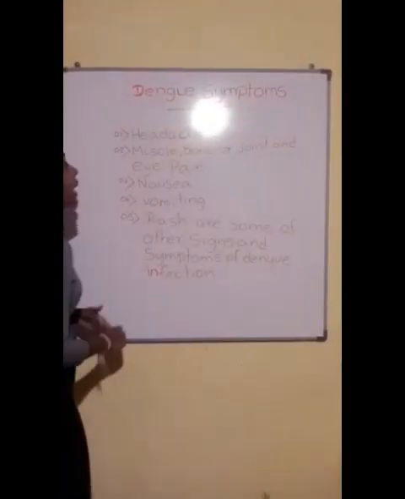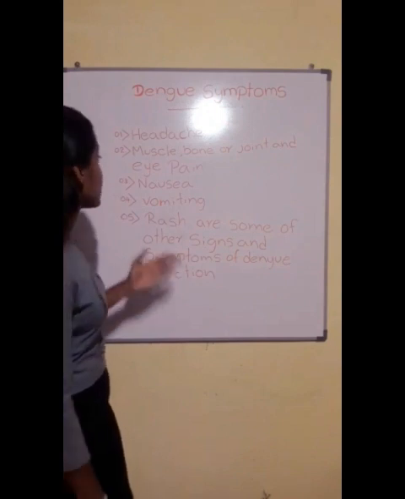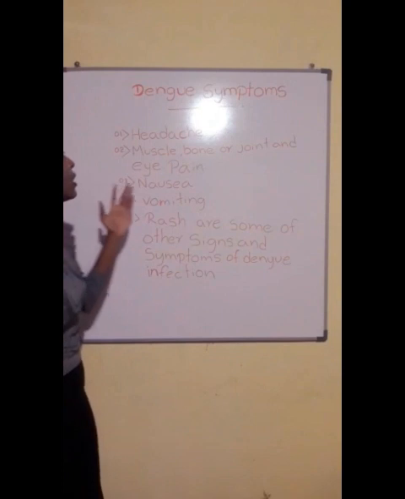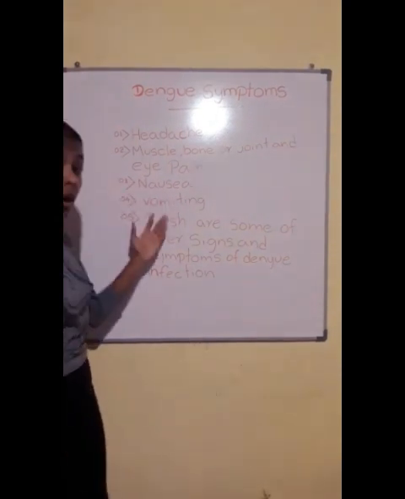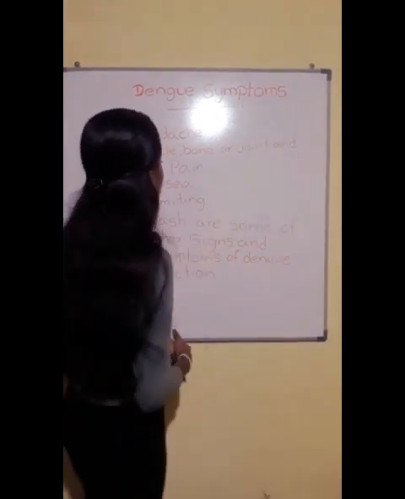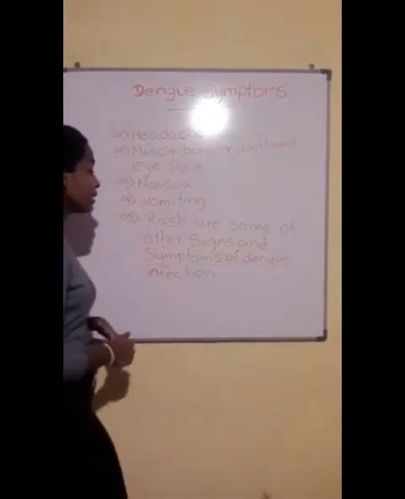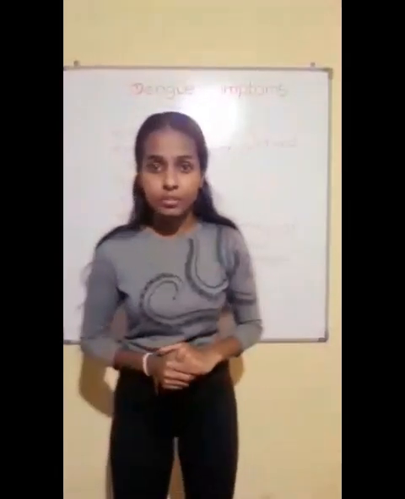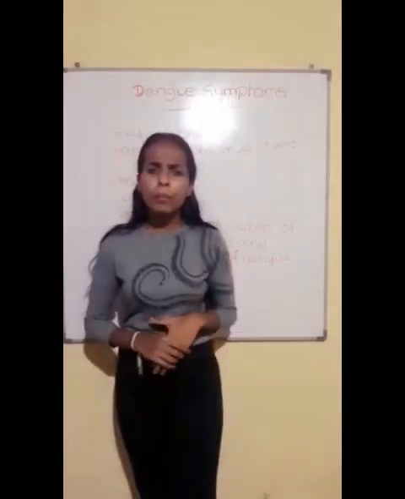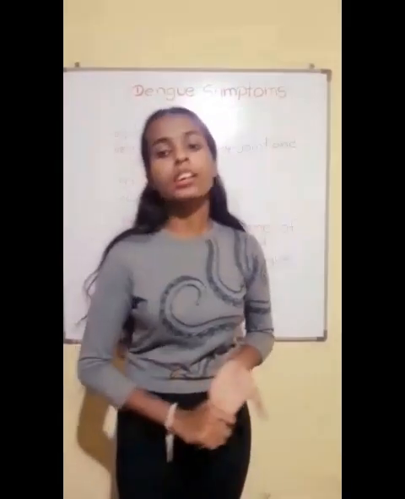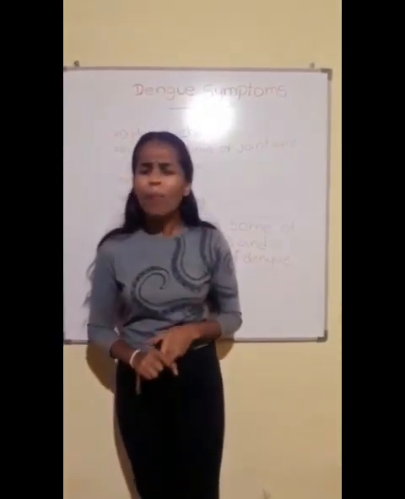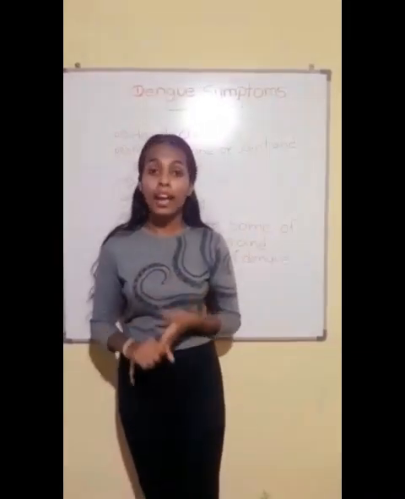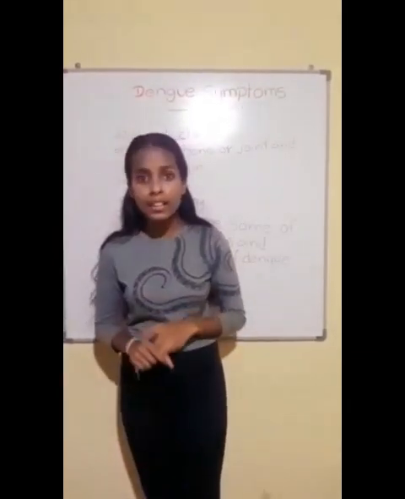First one, headache. Second one, muscle, bone or joint and eye pain. Third, nausea. Fourth, vomiting, rash, or some other symptoms of dengue infection. Most people recover within a week or so, but some worsen, and the symptoms can lead to a life-threatening condition.